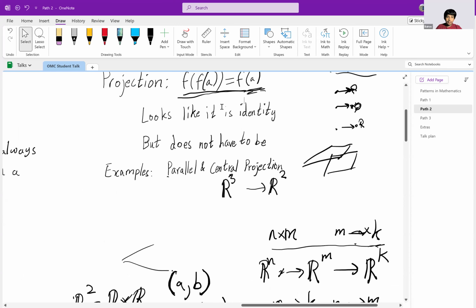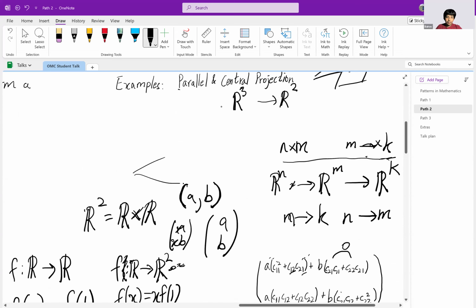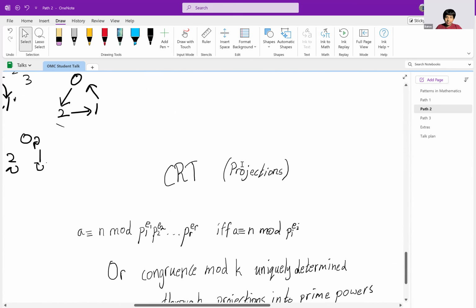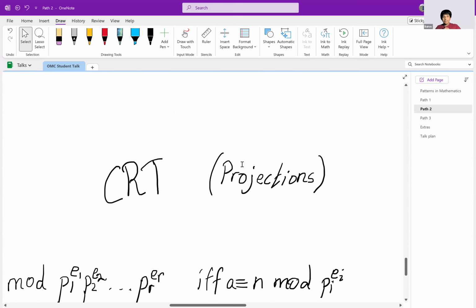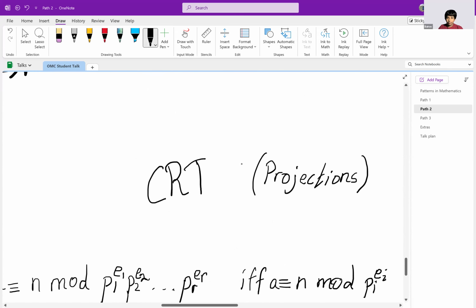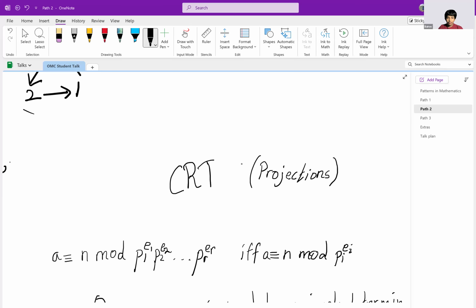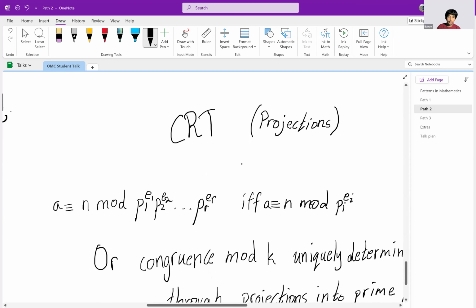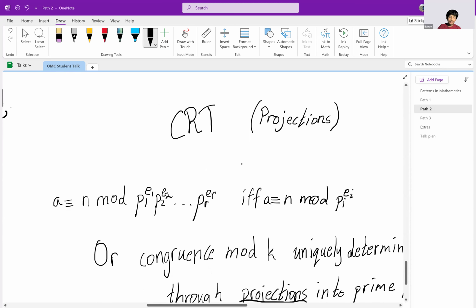The Chinese remainder theorem is actually a theorem about this sort of projection, in fact. So we have a bunch of prime powers, and we say that the modular congruence is just the same as all the modular congruences of the separate prime powers.